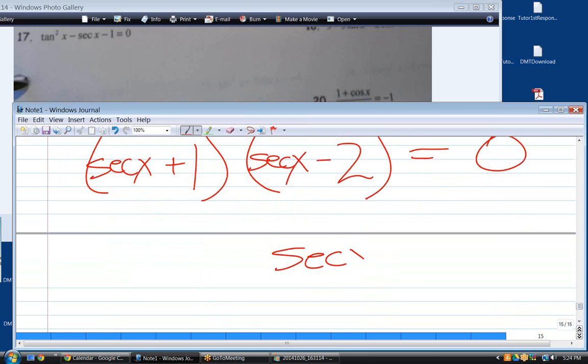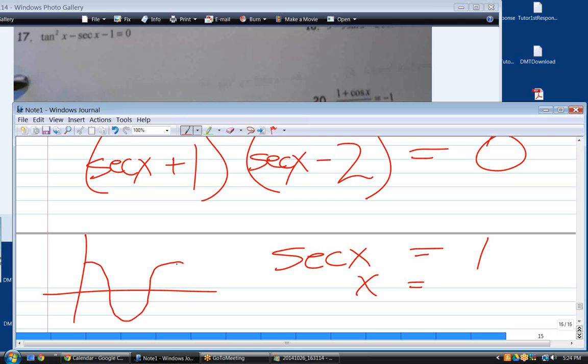Secant x equals -1. Where does that happen? 60? It's either, no, it's 0. Well, I'm going to draw the cosine curve only because I'm more comfortable drawing it than I am the secant curve. But notice that the secant x equals 1 has to be at the same place cosine x equals 1 because they are reciprocals. 1 is the only number that is its own reciprocal. So there's 1, there's minus 1.